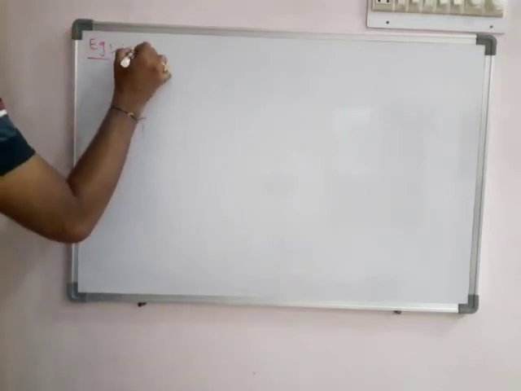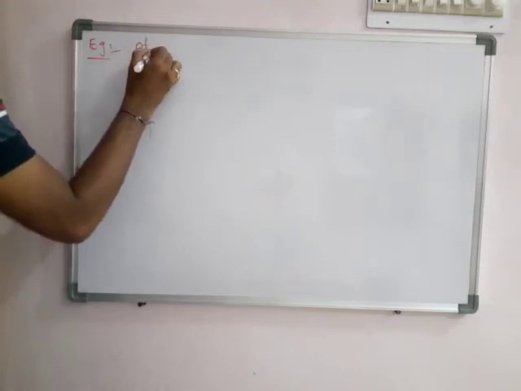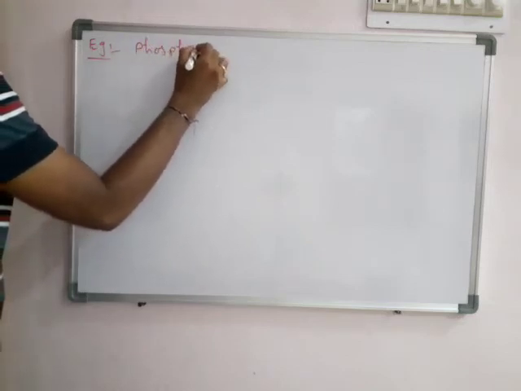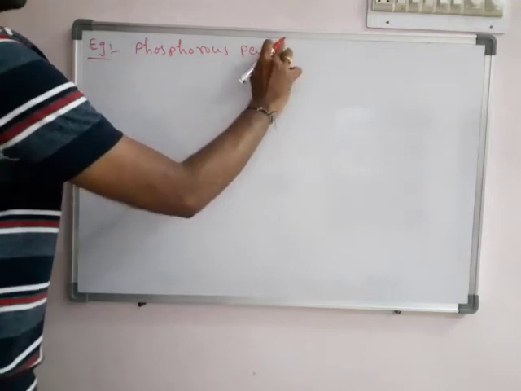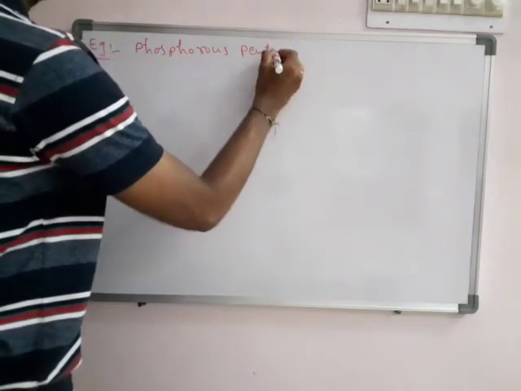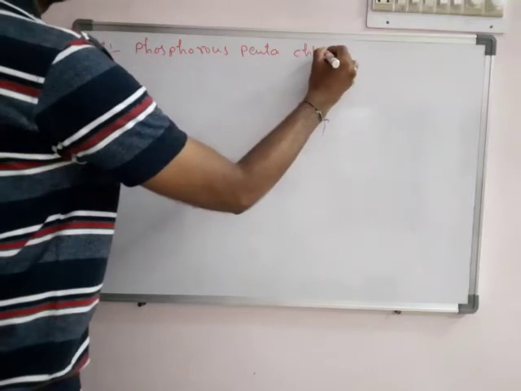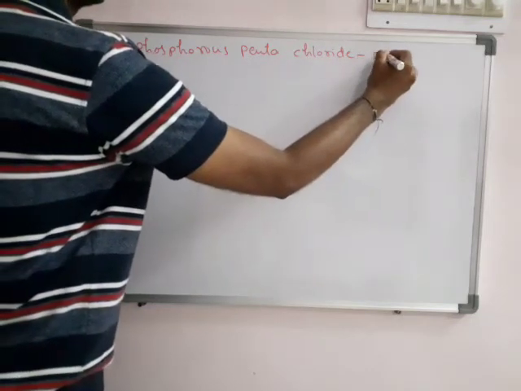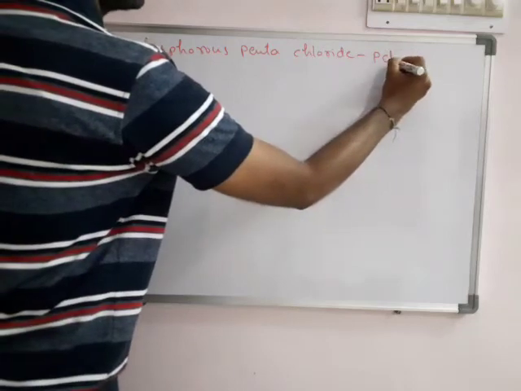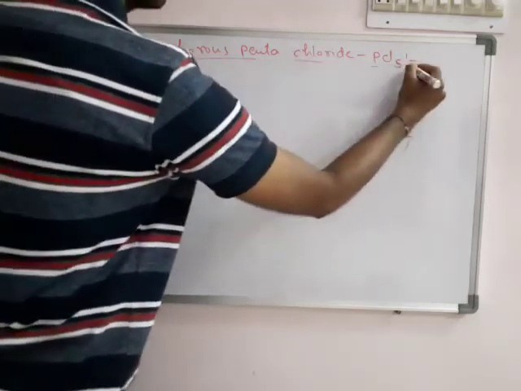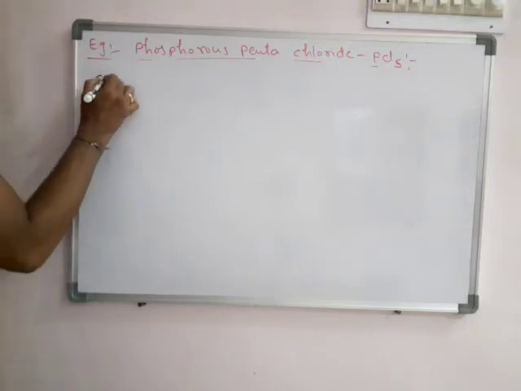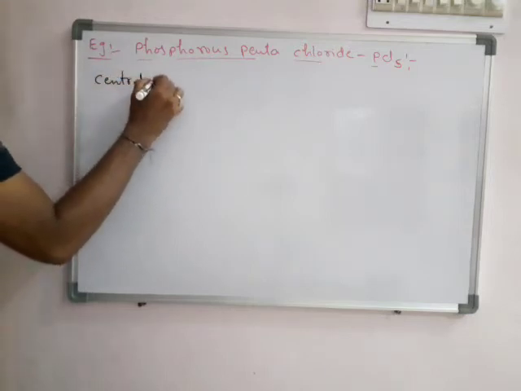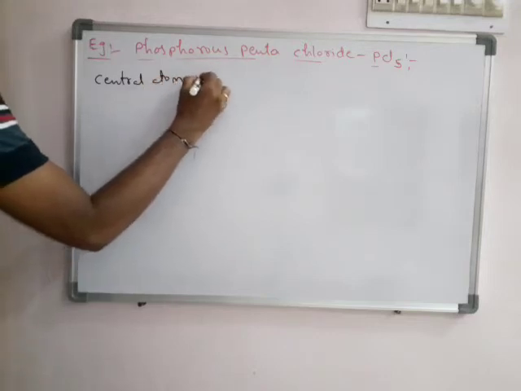The example is phosphorus pentachloride. Okay, so PCl5. So in the name, obviously we can guess what is the central atom. The central atom is phosphorus.